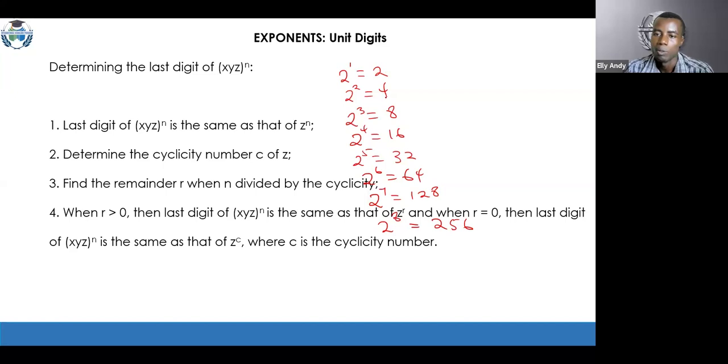Now we said cyclicity depends on the pattern when you compare the unit digits or the last digits. So let's see, 2, 4, 8, 6, 2, 4, 8, 6. There's a pattern, you can see that, right? So after 4 successive powers, we get the same numbers again. 1, 2, 3, 4. 1, 2, 3, 4. So we say that 2 has a cyclicity of 4.